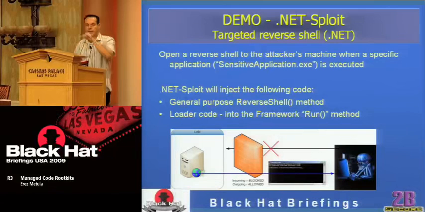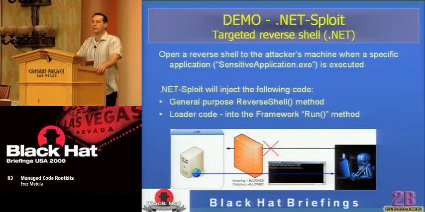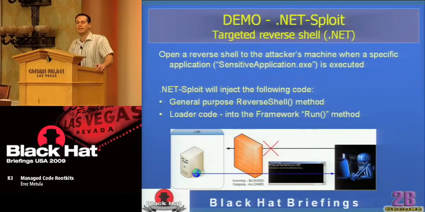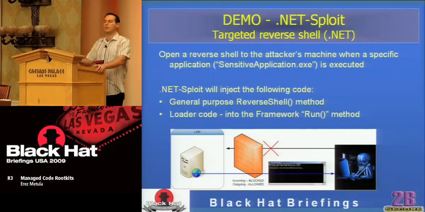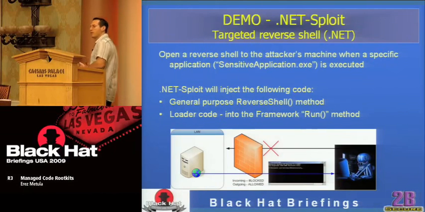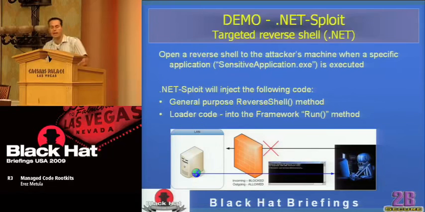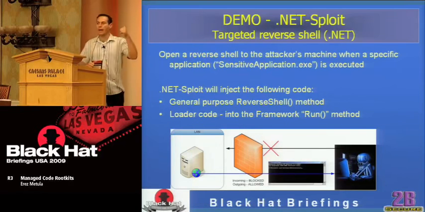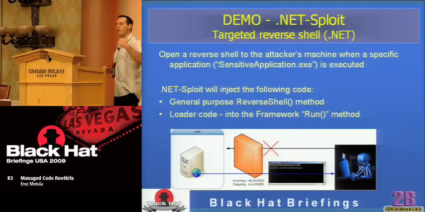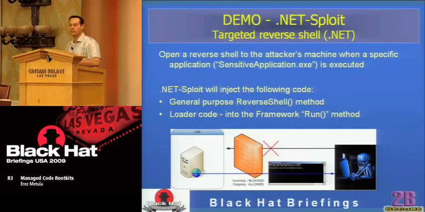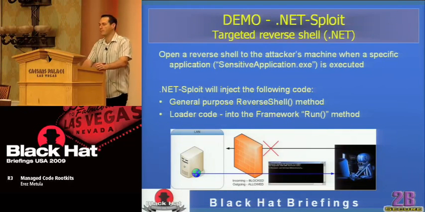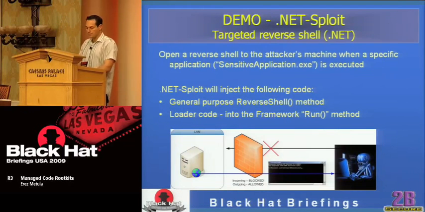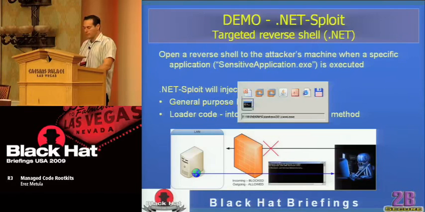And let's take a look at an example of usage of Net-Sploit. In the next example, we're going to use Net-Sploit in order to perform a very complicated task. This is to show you the power of Net-Sploit. We're going to inject a reverse shell, a conditional reverse shell, in which a reverse shell will be opened back to the attacker-controlled machine when a specific application is being executed. For example, an application called sensitiveapplication.exe. This is the logic. So let me show you the UI of Net-Sploit.